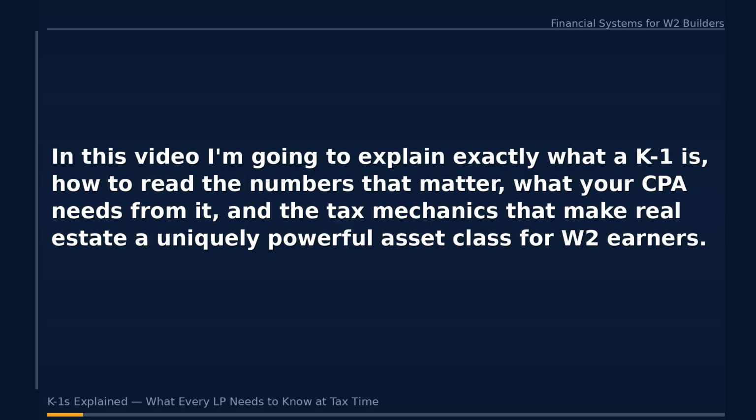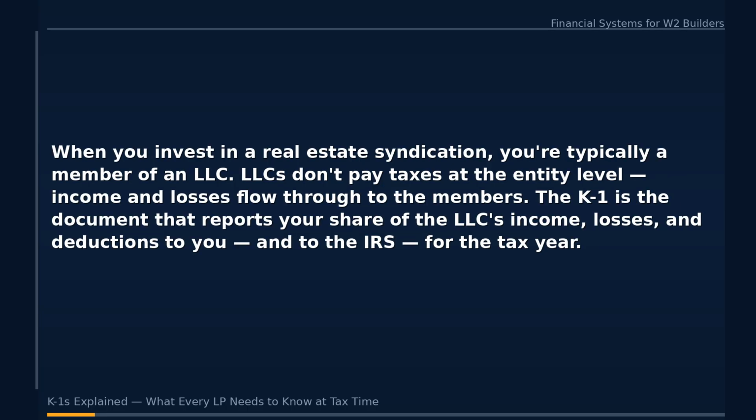When you invest in a real estate syndication, you're typically a member of an LLC. LLCs don't pay taxes at the entity level; income and losses flow through to the members. The K-1 is the document that reports your share of the LLC's income, losses, and deductions to you, and to the IRS, for the tax year. You don't file the K-1 itself. You take the numbers from it and your CPA enters them into your personal tax return.